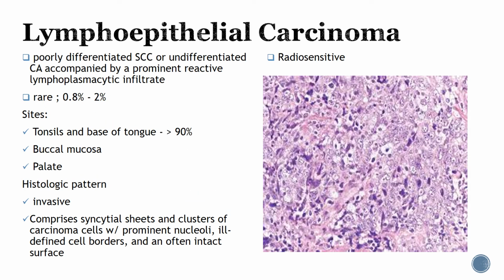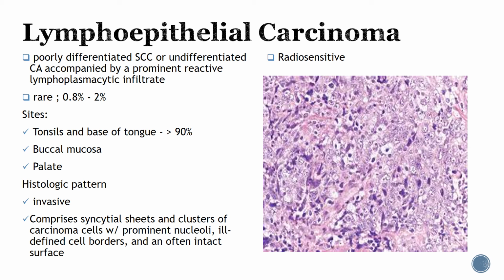Lymphoepithelial carcinoma is defined as a poorly defined squamous cell carcinoma or undifferentiated carcinoma accompanied by a prominent reactive lymphoplasmacytic infiltrate. It is rare and diagnosed in 0.8 to 2% of all oral and oropharyngeal malignancies. More than 90% of the lymphoepithelial carcinomas in the oral and oropharyngeal region are found in the tonsils and base of tongue, although some are found in the buccal mucosa and in the palate.